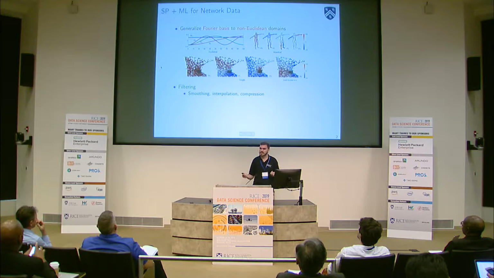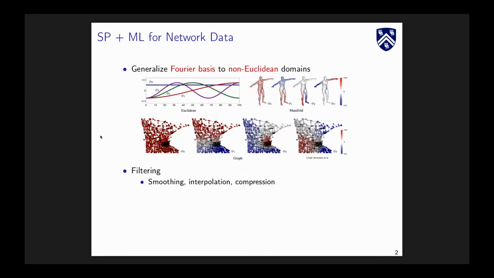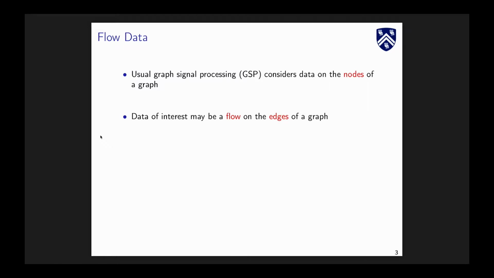So using these ideas, you can generalize a lot of common signal processing ideas to think about filtering, so you can perform tasks such as smoothing or interpolation or compression. And then when you mix in some nonlinearities and coarsening, you can get graph convolutional networks, as was talked about earlier. Okay, so this is all concerned with node data, right, in this general graph signal processing framework.